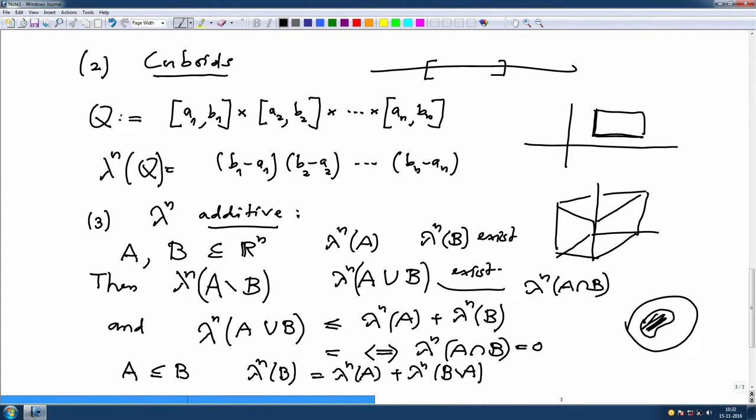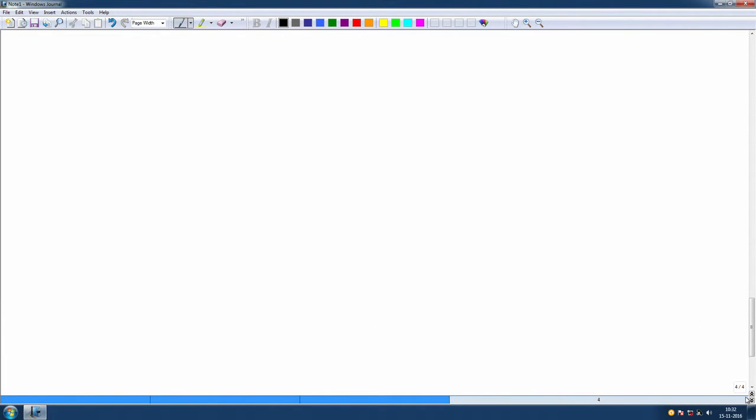The most difficult part is the construction of this volume function lambda n, which is usually done in a first course on measure theory. This is very, very important also when one wants to study probability theory in a very neat way, and without this, many applications in engineering and mathematics will not be precise. Okay. Anyway, the fourth one.